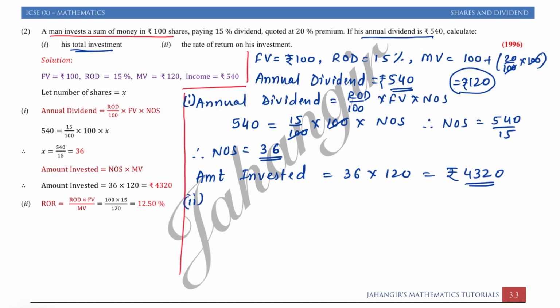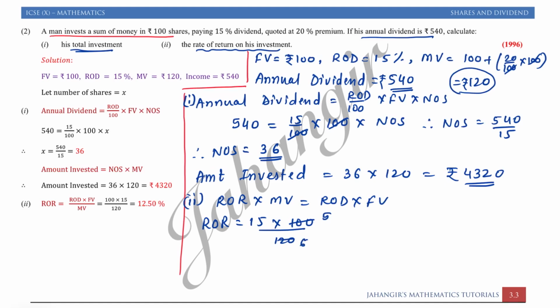Now second, what I want, the rate of return on his investment. The formula for rate of return you can write: ROR into MV is equal to ROD into FV. Hope you remember this formula. So ROR is equal to ROD 15% into FV 100 upon MV 120. That is 12.50%. So in this way you can answer. This was the very simple concept based question.